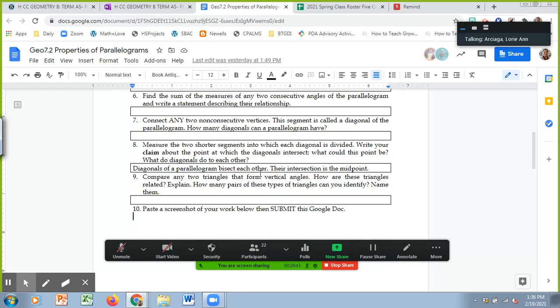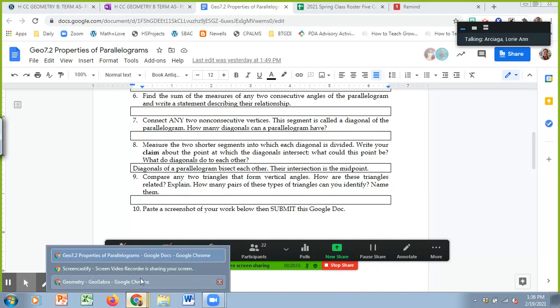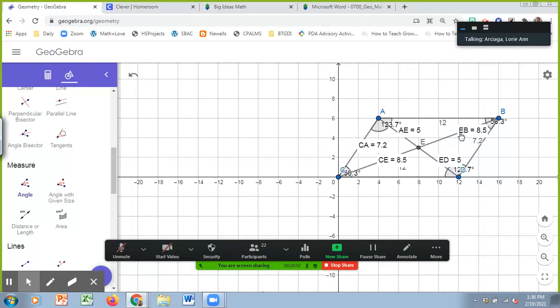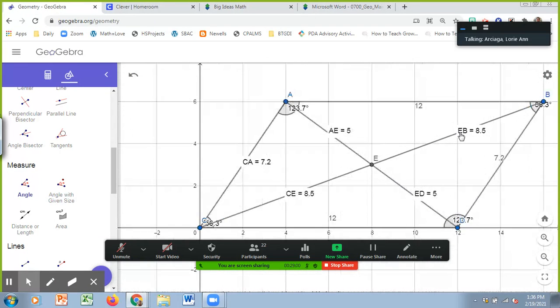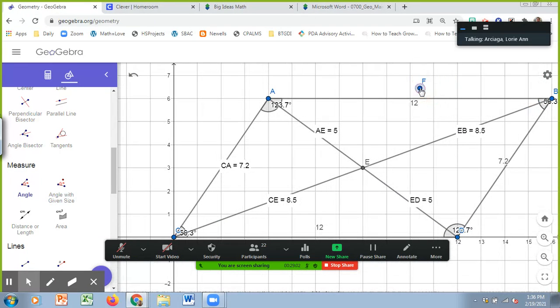Alright, so diagonals bisect each other, and how did you answer number 9? Compare any two triangles that form a vertical angle. Let me make that bigger. So what do I mean by that? Why do I have a point F there? I need to undo it.